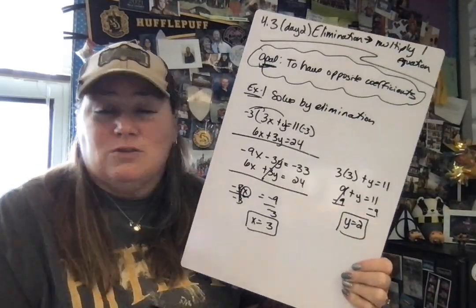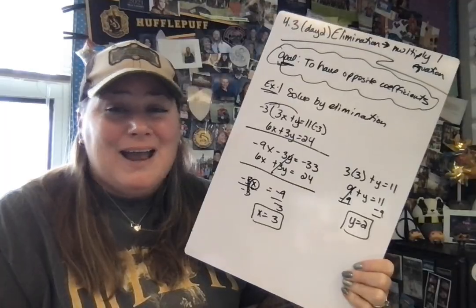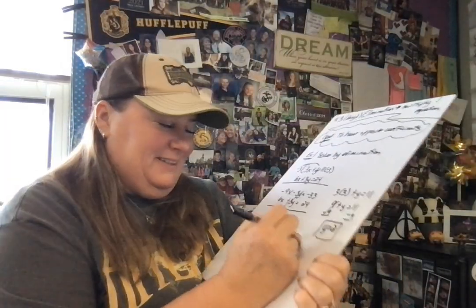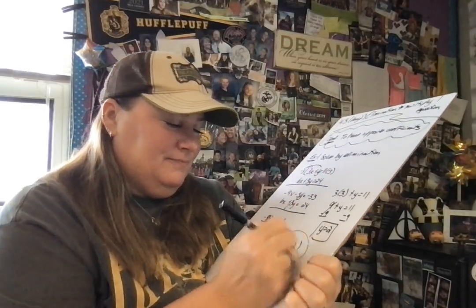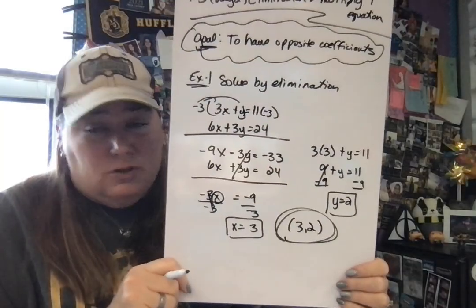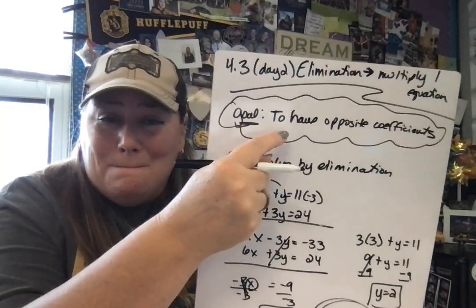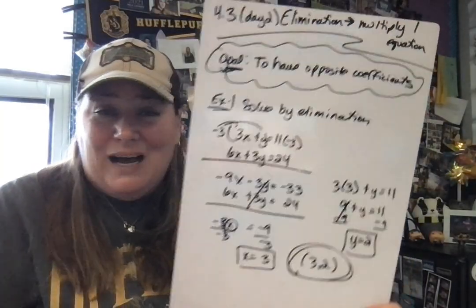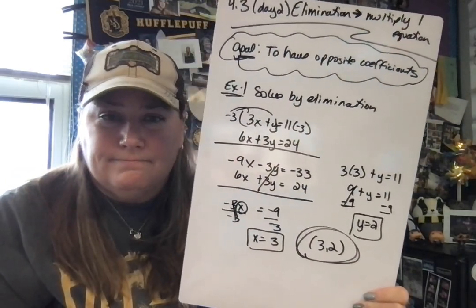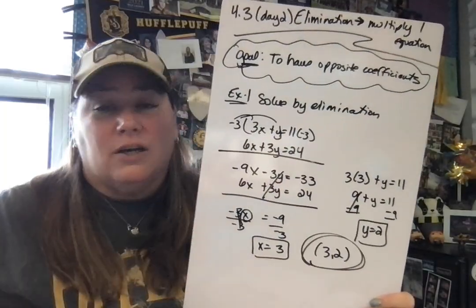You can't leave it like this, because remember, your answer is in the form of an ordered pair. There we go, (3, 2), choose your final answer. And you just solved by elimination, where you had to make opposite coefficients by multiplying one equation. This one had more choices than a lot of other problems do.